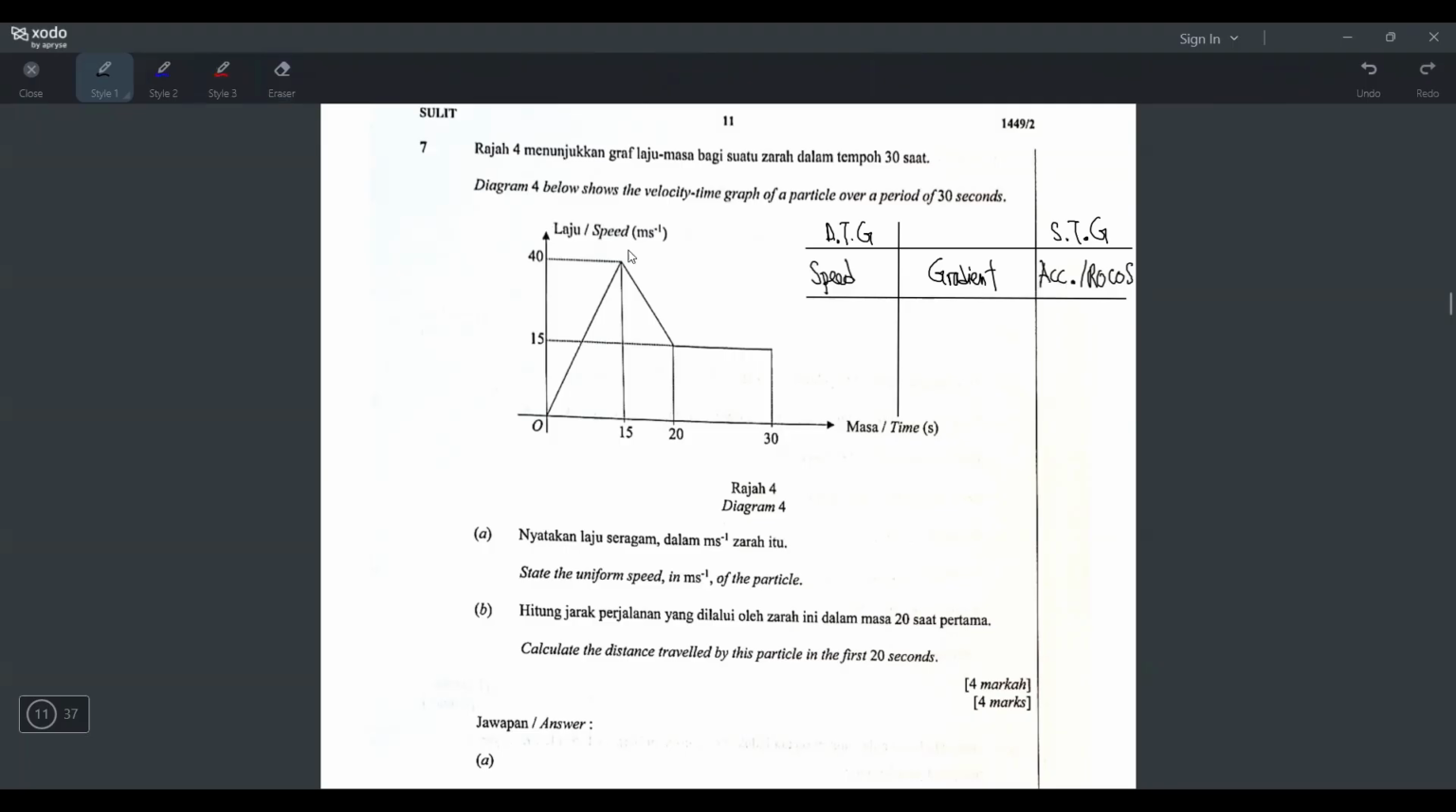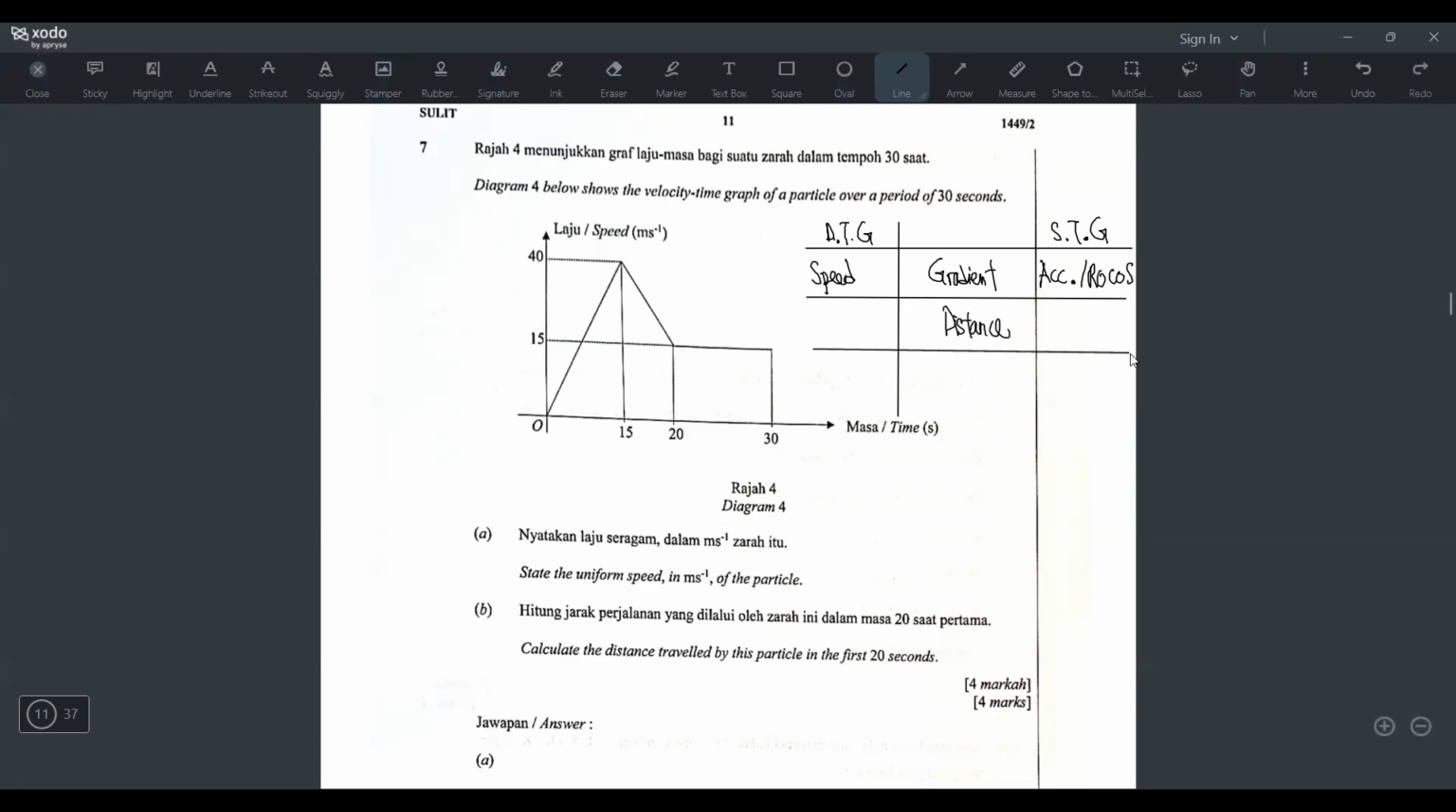That one is gradient. The next thing is how to find distance, or you can say distance travelled. So how to find distance from both graphs? We find it using different methods. For distance time graph, you will find the distance by referring to the y-axis.